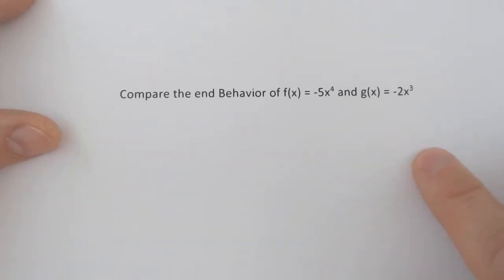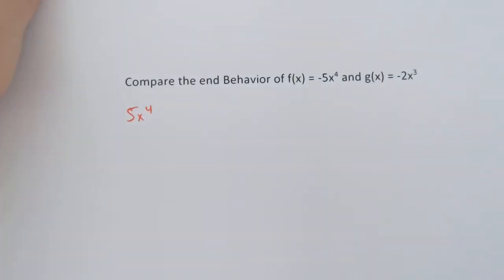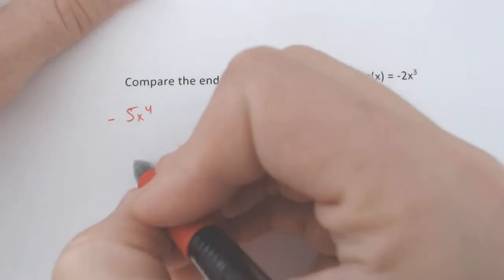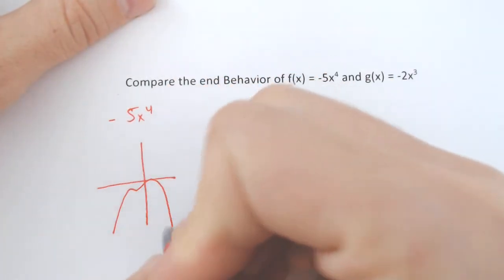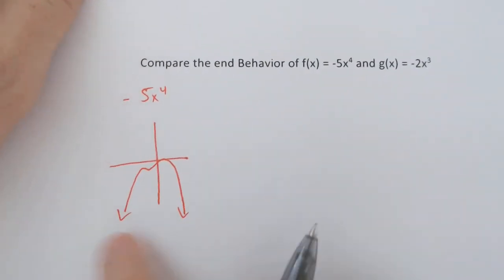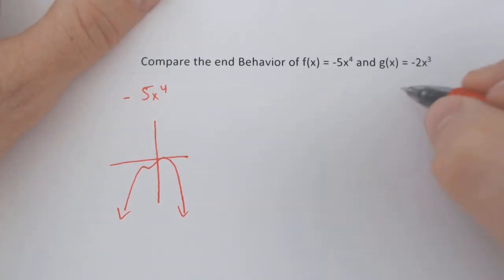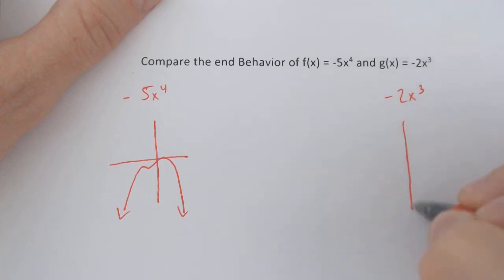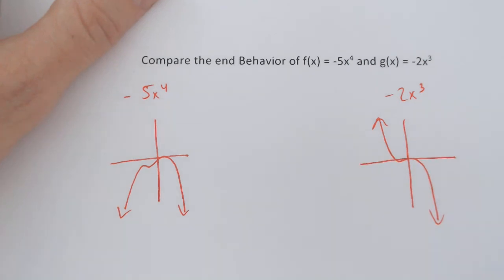So when you're comparing the end behaviors, you've got to take what's going on between both of these. If we take the negative 5x to the 4th and graph that, it would look something like this. It would do some squiggles, and it would be ending in a negative direction on the left and the right. And if we graph the negative 2x to the 3rd, that one would be going down from left to right with some squiggles in the middle.